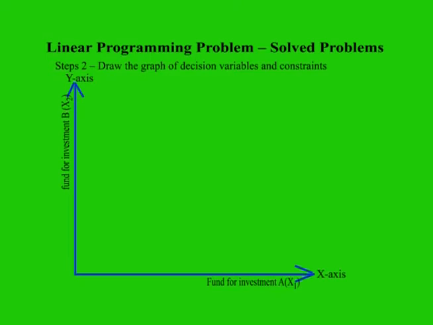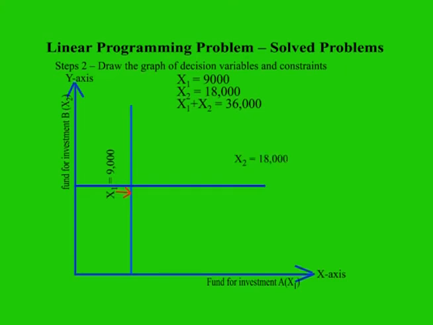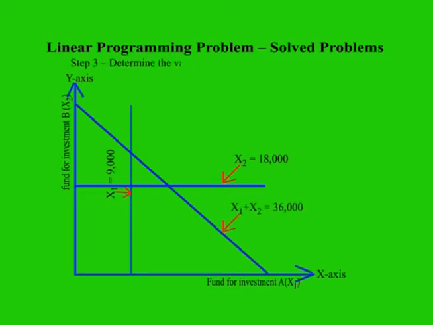Draw the graph of the equation of each constraint, that is, x1 is equal to 9,000, x2 is equal to 18,000, x1 plus x2 is equal to 36,000. It's simple to draw the graph of these constraints. x1 is equal to 9,000 is a vertical line starting from 9,000, 0 at the x-axis and extending upward. x2 is equal to 18,000 is a horizontal line, starts from 0, 18,000 at the y-axis and extends to the right. And the graph of x1 plus x2 is equal to 36,000 is a downward sloping graph with x-intercept 36,000, 0 and y-intercept 0, 36,000. Step 3. Determine the valid side of each constraint.